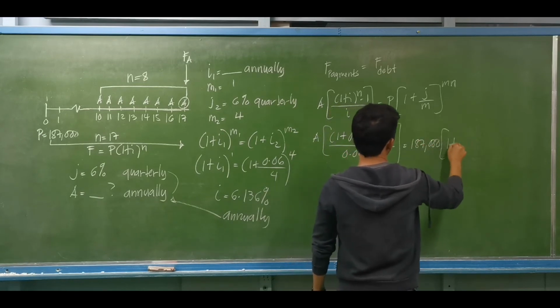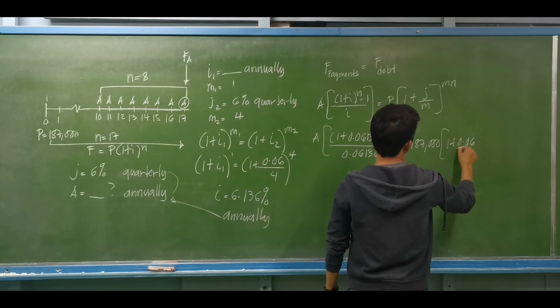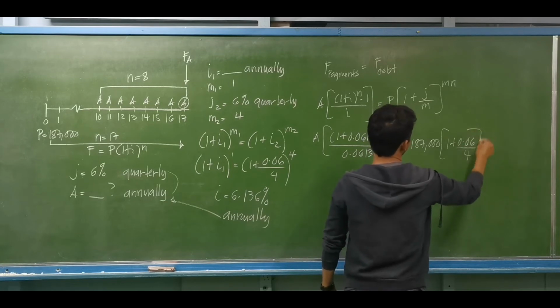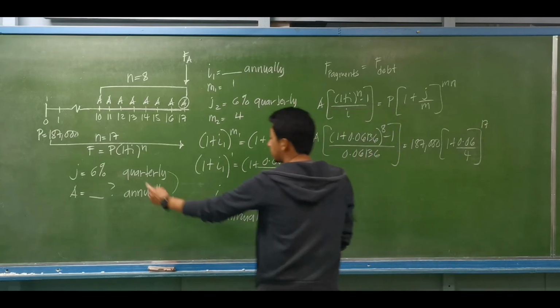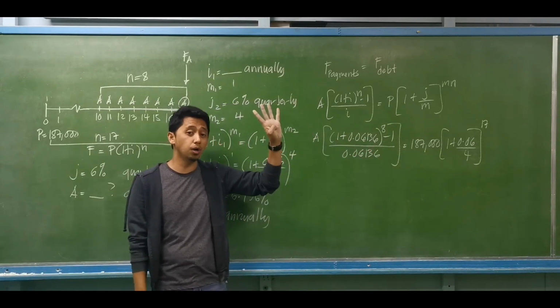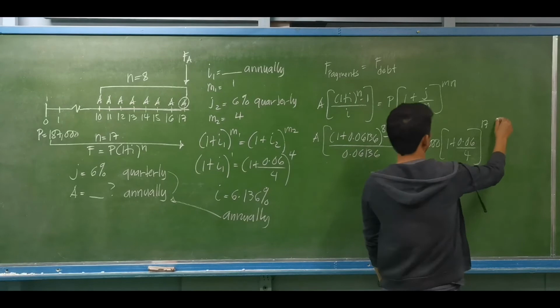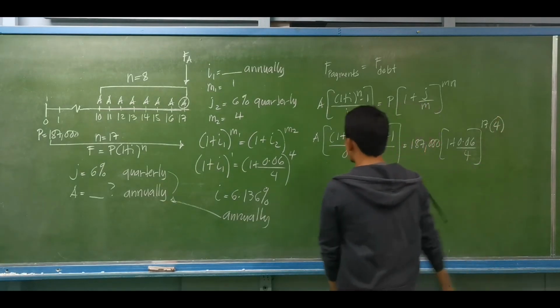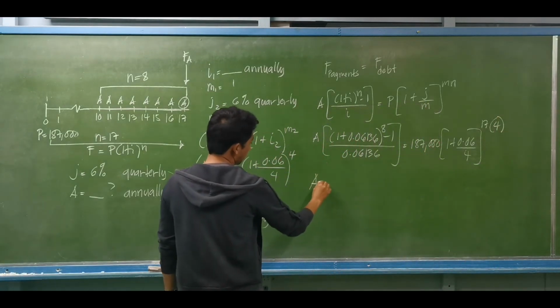We multiply by 1 plus 0.06 compounded quarterly over 4 raised to 17. This is 17 years. 1 year of that 17 years has 4 quarters, so we multiply it by 4. So what will be the value of the annual payment?